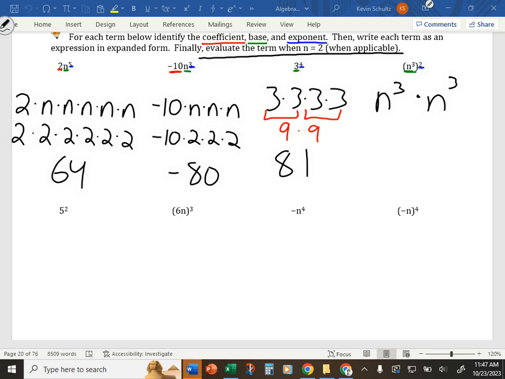Even further expanded form, girls, I love that you're working, but okay? Even further, each n cubed is an n times an n times an n. Right?